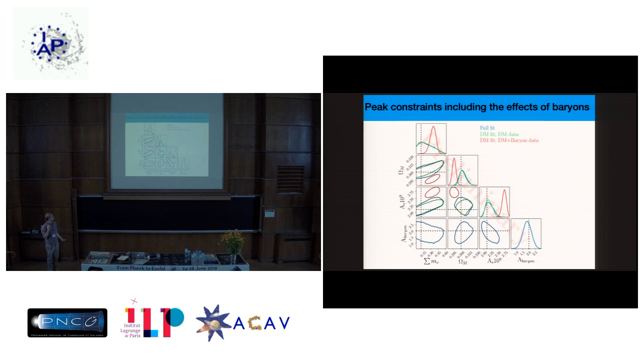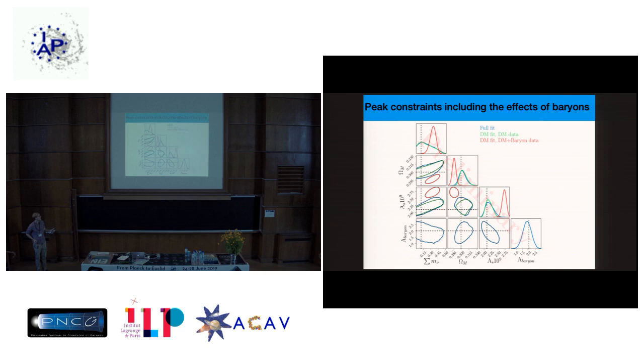In this crowded plot, these green lines are the contours that you saw before from our dark matter-only model. This red contour here is what happens if you try to fit this dark matter-only model to a data vector which includes the effects of baryons. And so you can see that you get significantly biased contour constraints.